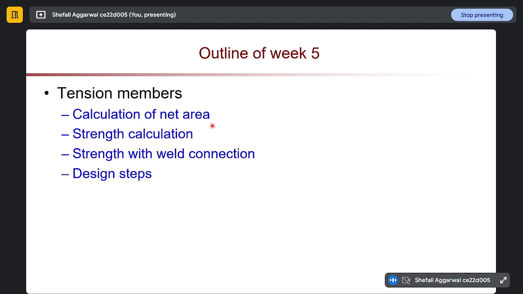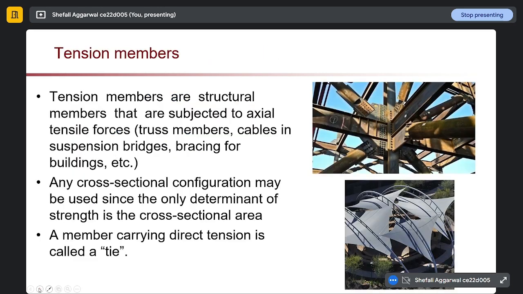Basically calculation of net area, then strength calculation, and then adding the connections to it, and what the different design steps of the complete tension member are. So if we go from the basics again, what are tension members? They are the structure members which are subjected to axial tensile forces. Mainly, the truss members of our bridges, the cables in suspension bridges or bracing for our buildings are a few examples where we can say they are used as tension members.